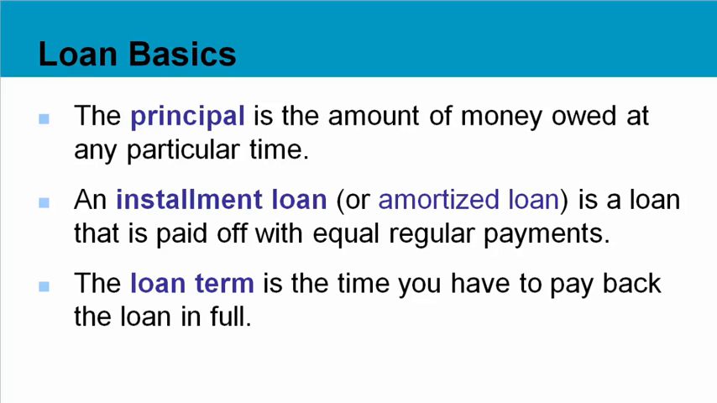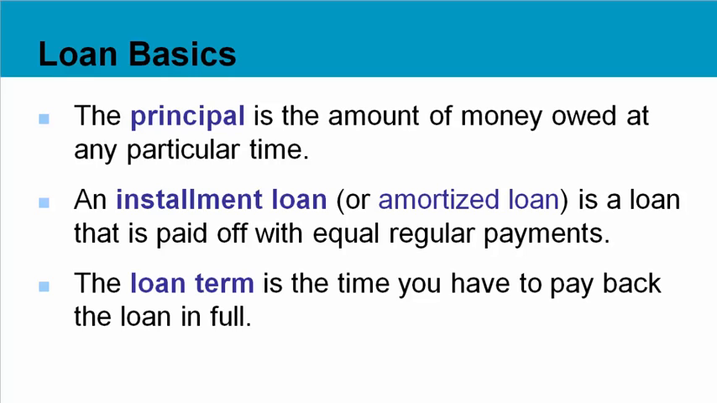Okay, just like before, we've got some basics. Principal is still like it always is. It's the amount of money that you start with. When it's a savings plan, it's the amount that you originally invest. When it's a loan, it's the amount of money you originally borrow.